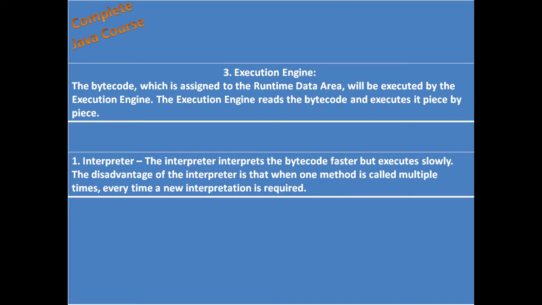Number 1 is interpreter. The interpreter interprets the bytecode faster but executes slowly. The disadvantage of the interpreter is that when one method is called multiple times, every time a new interpretation is required.